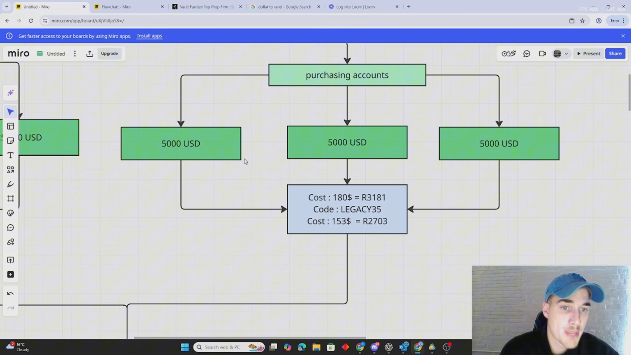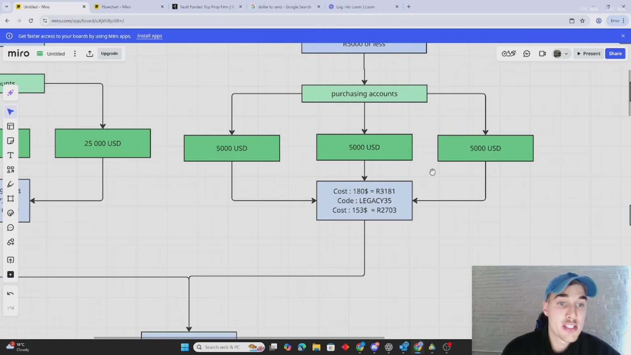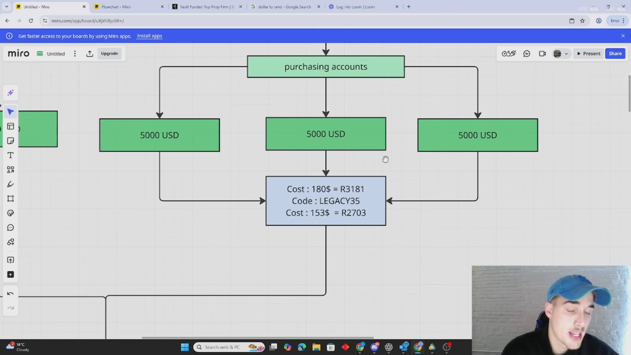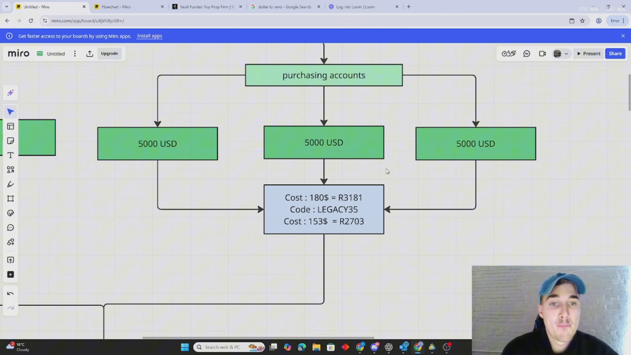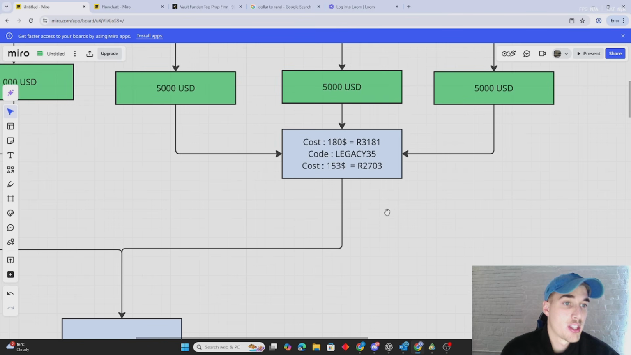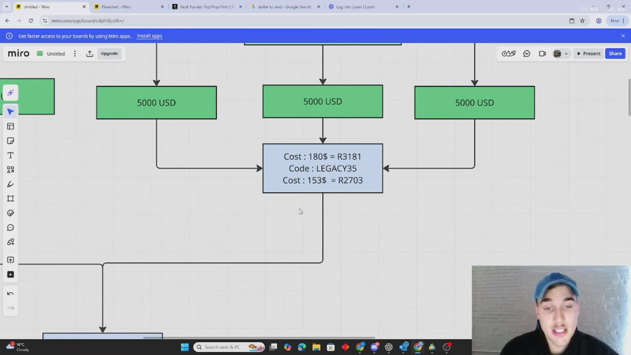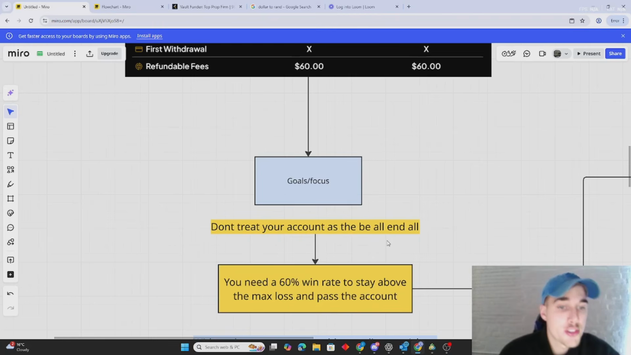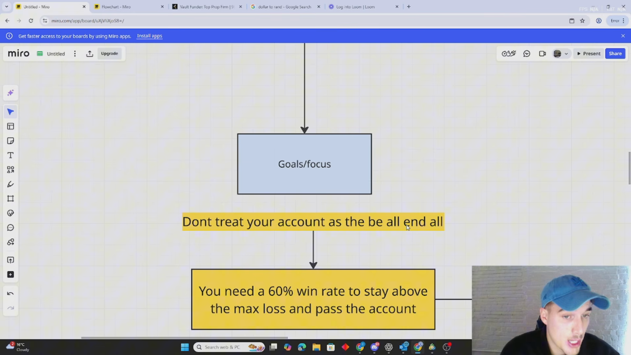which inevitably increases your passing rate because now you have 3 chances at a percentage rate of max loss 10%. Okay, so that gives you basically 30% out of a $15,000 account to try and pass the accounts. So one payout is going to cover the cost of the 3 accounts that you just bought. That's important to understand, because that's why I say don't treat your account as your be all end all. If you pass one, you're going to be able to pay for all 3 if you get the payouts.